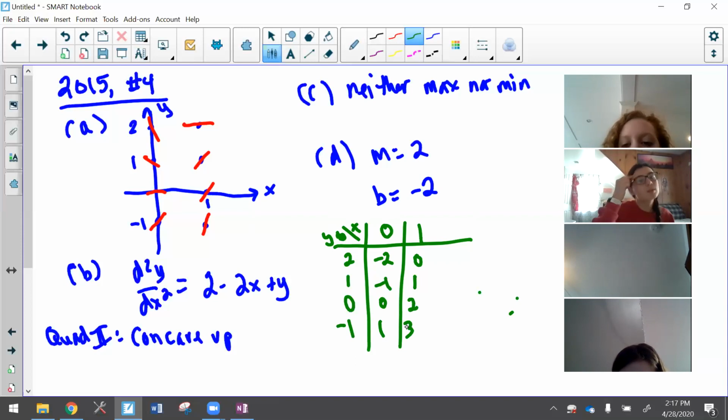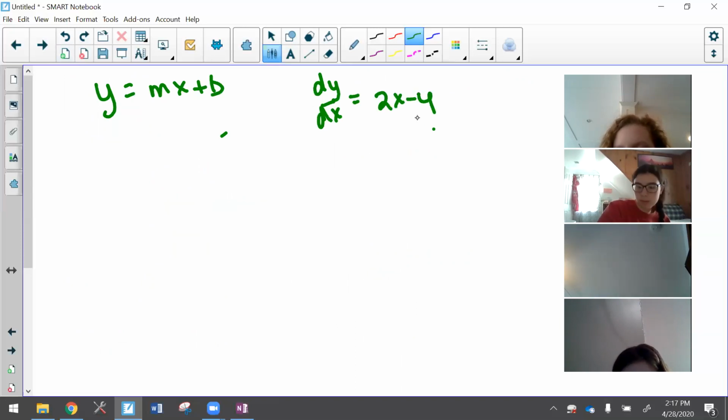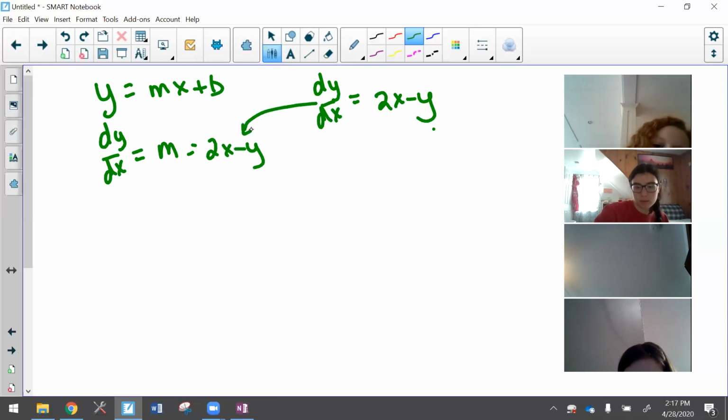So D as in dog says find the values for m and b for which y equals mx plus b is a solution to the differential equation. My differential equation is dy dx is 2x minus y. So I know that if I take the derivative of y, dy dx, I'm going to get m, right? And that needs to be equal to 2x minus y, because that's what I know dy dx is equal to.